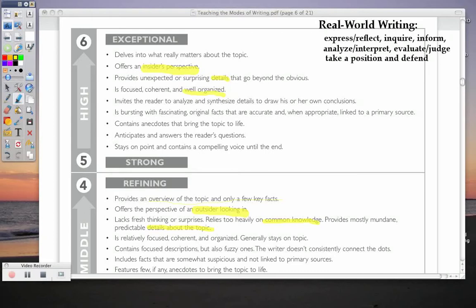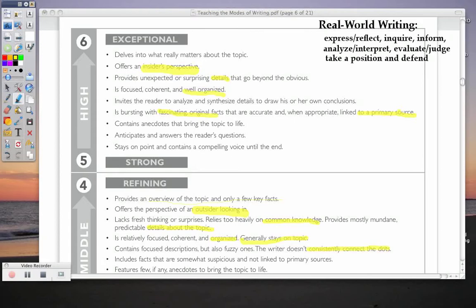In a 3 or a 4 paper, it's focused and it stays on topic. But it doesn't really connect the dots for you. You're not quite sure how paragraph 1 makes paragraph 2 more clear. And you're not quite sure how paragraph 3 and paragraph 4 add up to give you some kind of new information.